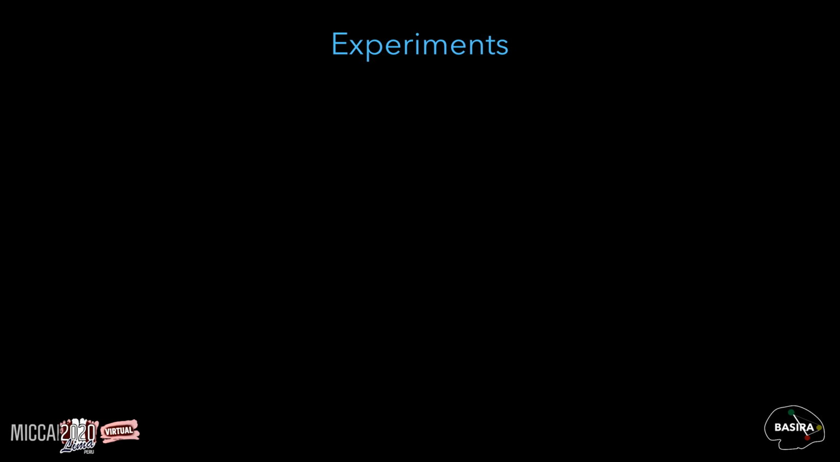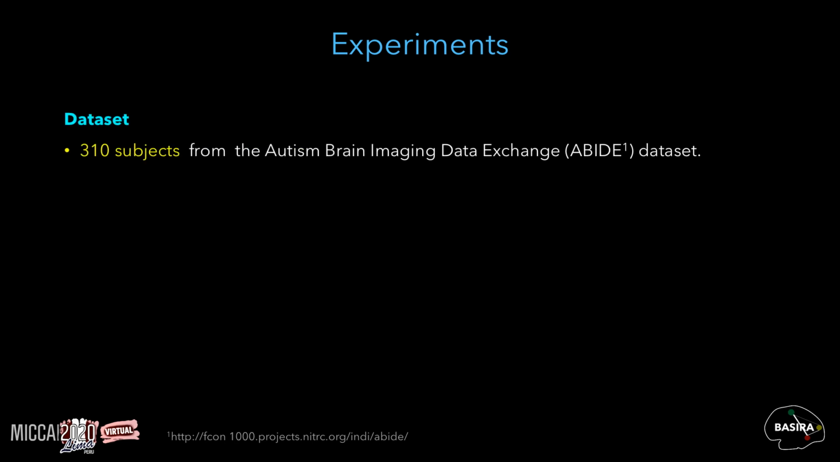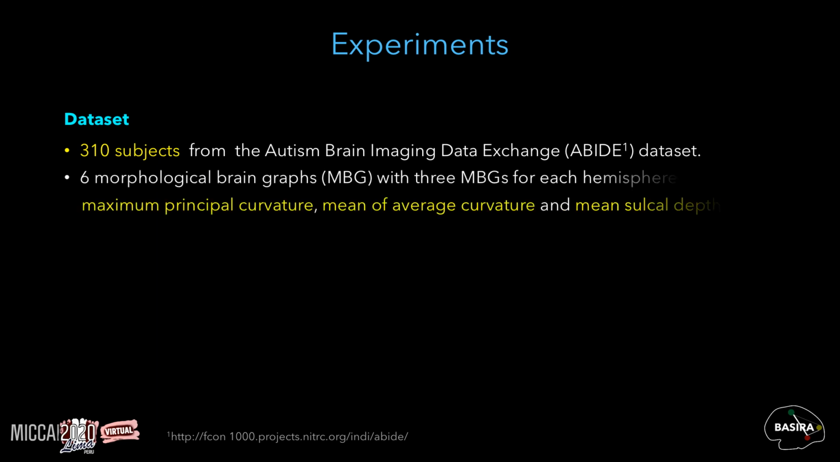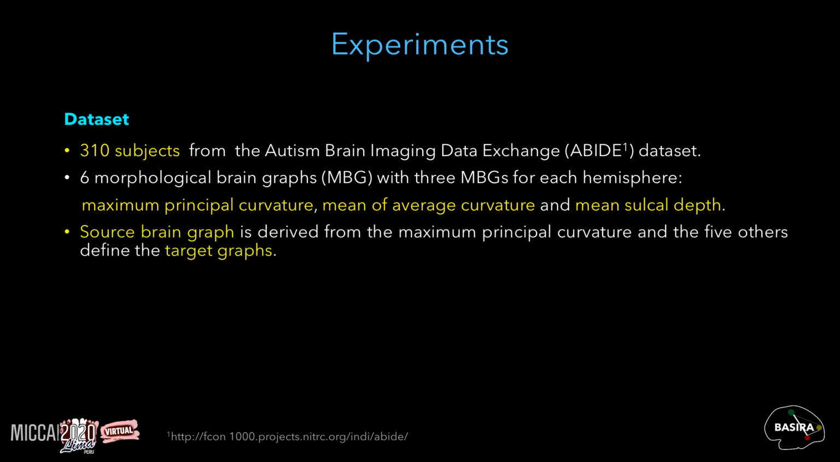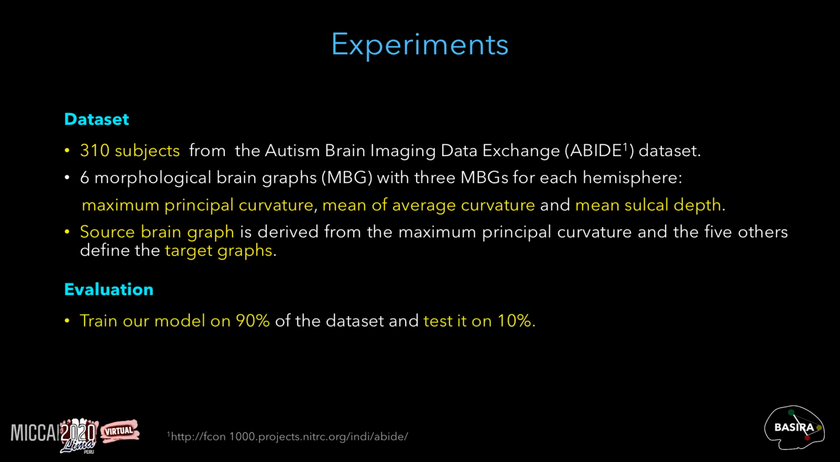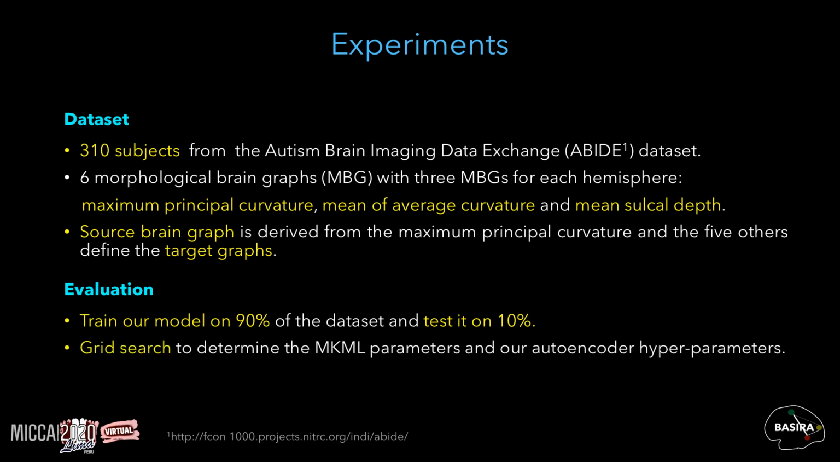In our experiments, we used a set of 310 structural T1-weighted MRI data extracted from the EBI dataset. Each subject has 6 morphological brain graphs, or MBG, with 3 graphs for each hemisphere. We consider the maximum principal curvature of the left hemisphere as the source graph to predict the 5 target graphs. For evaluation, we trained our model on 90% of the dataset and tested on 10%. And we also used grid search to determine the best parameters for MKML and our graph autoencoder.